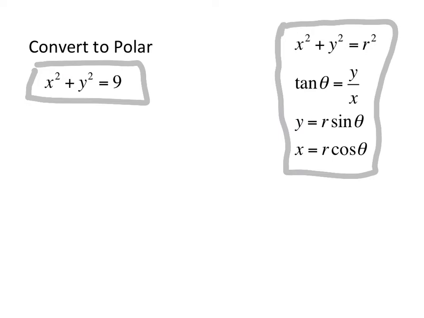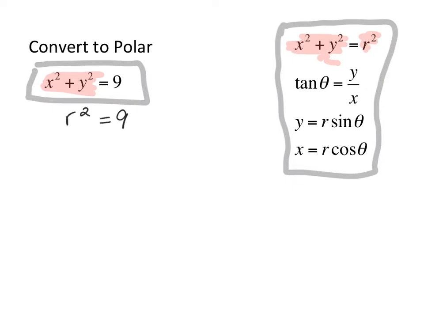The first thing that I'm going to point out is that I've got this x squared plus y squared here, and I also have this x squared plus y squared here. Since we know that x squared plus y squared is equal to r squared, I can replace any x squared plus y squared with r squared. That's the first thing I'm going to do. Instead of x squared plus y squared in my original equation, I'm going to write r squared equals 9.